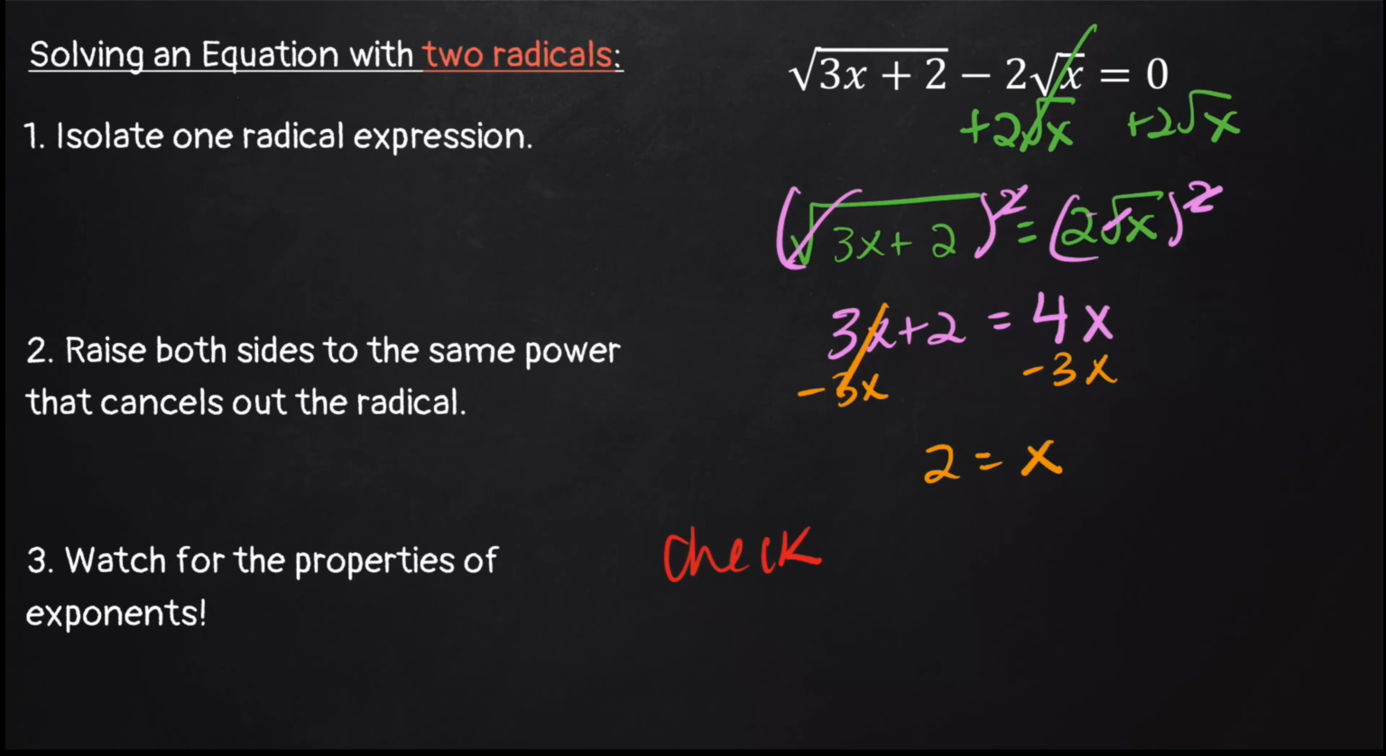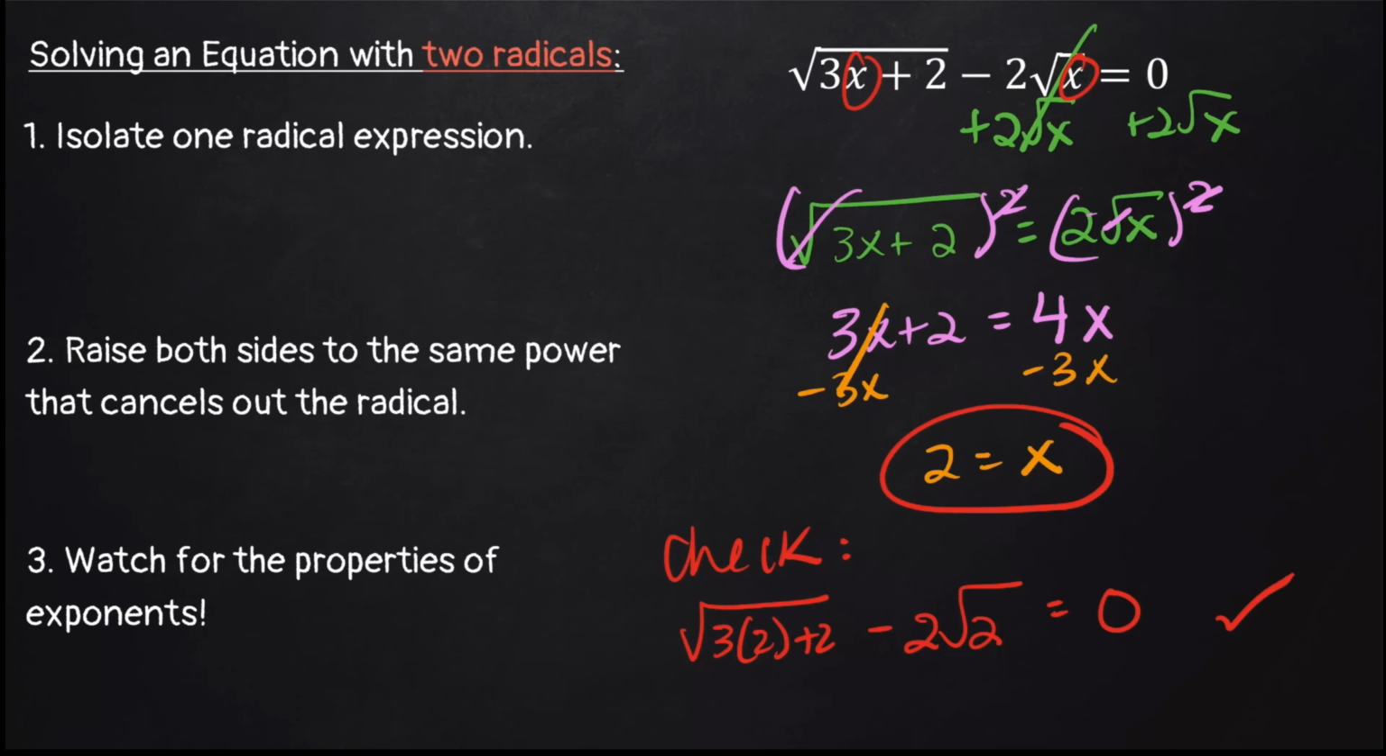Again, don't forget to check. So you are taking 2 and plugging in for both locations of x. So we get the square root, and then minus 2, and then the square root of 2. And we want to make sure that it equals 0. In this case, it does when we plug it into our calculator. So we get x is equal to 2 as our answer.